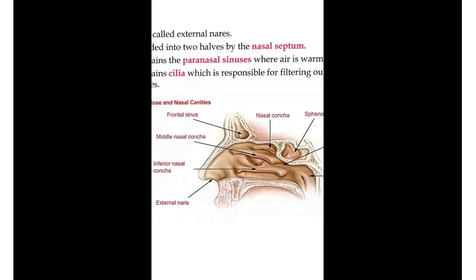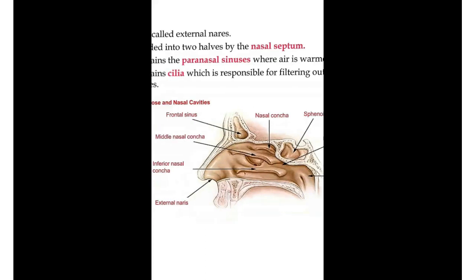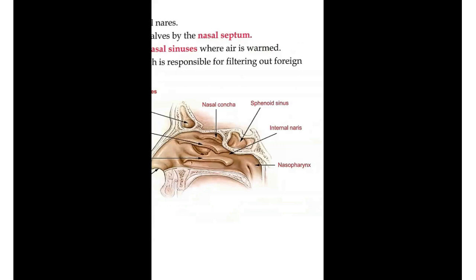Okay, when you see the nose in general, the opening above the lips is your external nares. You can see this part here, that is your external nares. And at the back of that, above the nasopharynx, there is an opening or tube-like structure. That is your internal nares. Clear? Got it?